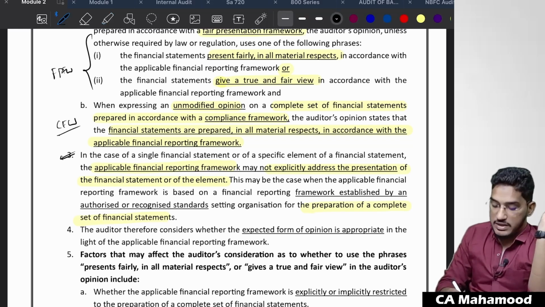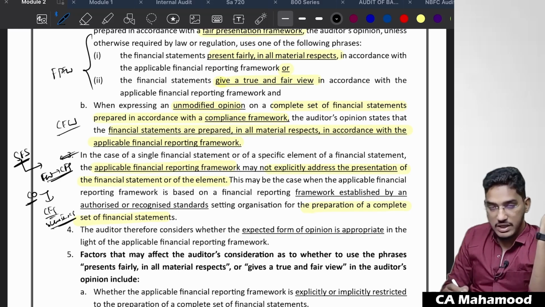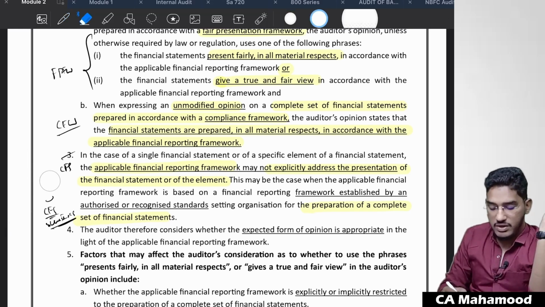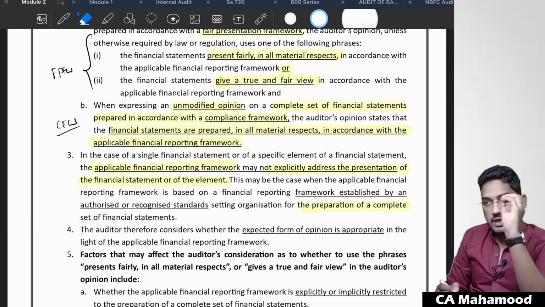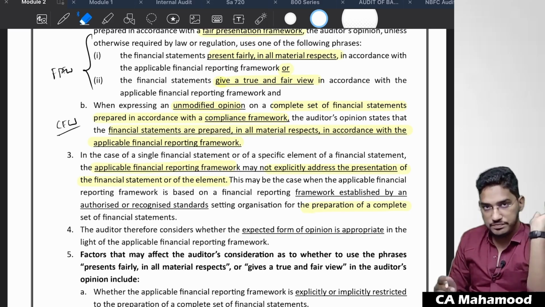I've already told you, sometimes you will not have a separate framework for the preparation of single financial statements. You will prepare single financial statements on the basis of the framework that is applicable for the complete financial statements. As I have told, in the case of a company, we prepare complete financial statements as per Schedule 3 and accounting standards. Even then, we will make sure that single financial statements are also prepared as per Schedule 3 and accounting standards only. So in most cases, for single financial statements, there will not be any separate framework. Whatever framework has been given for complete financial statements, we will use the same framework for single financial statements also.